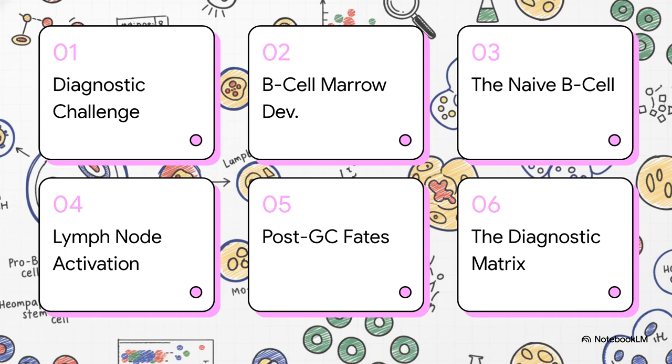Okay, so here's our game plan. We'll start with that diagnostic challenge, then we're going to trace the B cell's entire life, from its birth in the bone marrow, through its journey as a naive cell, its big activation moment in the lymph node, and then its final destinies. And we'll wrap it all up with a practical matrix that shows you how to put all this amazing knowledge to use.